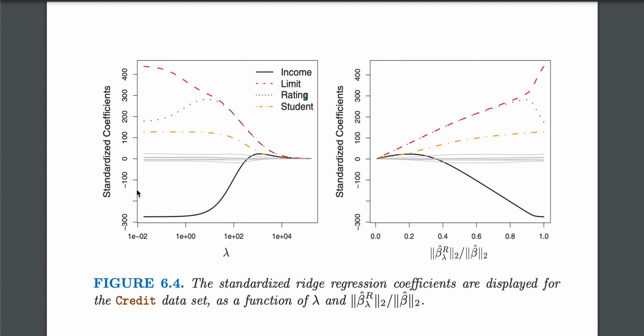That's why they're comparable. So what are we seeing here? We see this red line here, which refers to limit. Then we have rating, we have student, and then we have income, which is this one. And then we have these gray lines, which represent many more coefficients used. At the extreme left-hand side of the plot, lambda is very small. It's essentially 0.